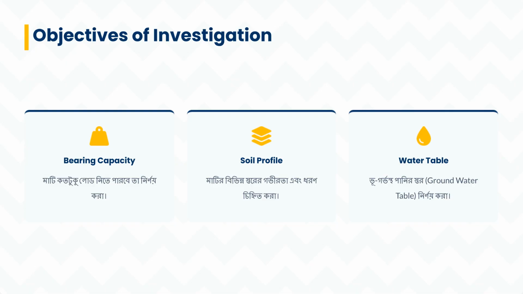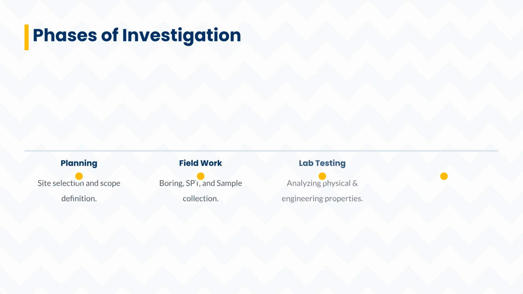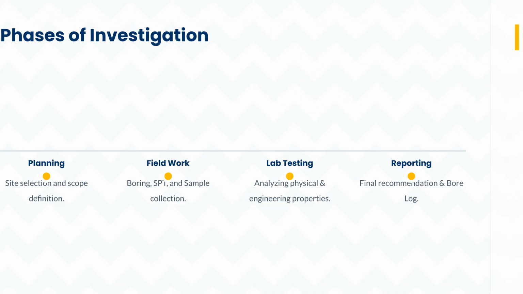The objectives of the investigation include determining the soil's bearing capacity, identifying the depth and type of different soil layers, and determining the groundwater table. The investigation process involves several phases: planning, fieldwork, lab testing, and finally, reporting with recommendations and bore logs.